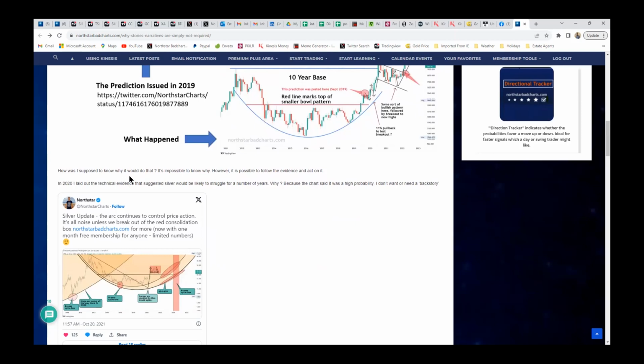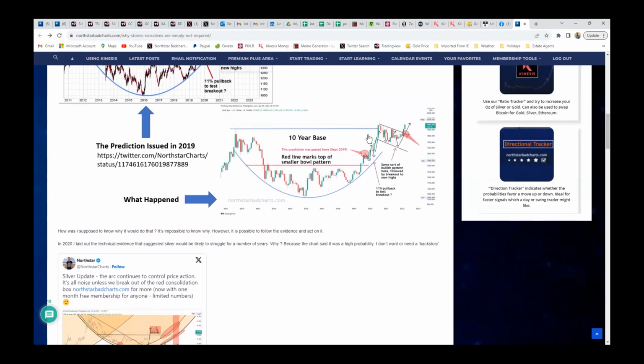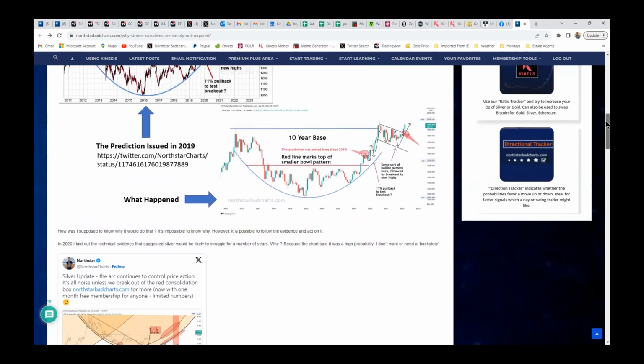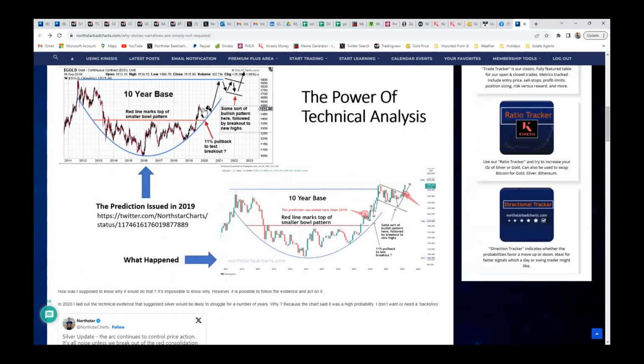How was I supposed to know why it would do that? It's impossible to know why. However, it is possible to follow the evidence and act on it. So back in 2019, I didn't know Russia was going to invade Ukraine. I didn't know that's what was going to cause this spike to the upside. And yet the narrative fell into line with what the technical analysis chart had told me was going to happen years earlier.